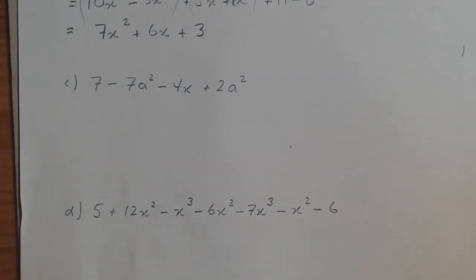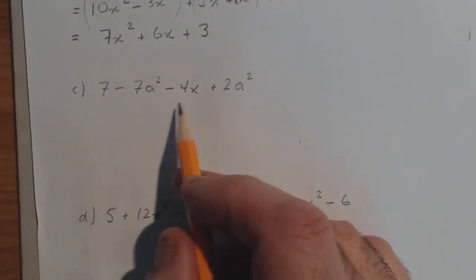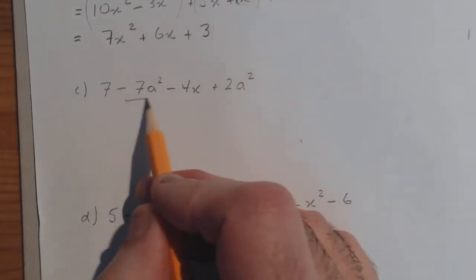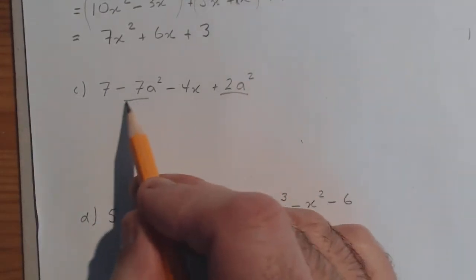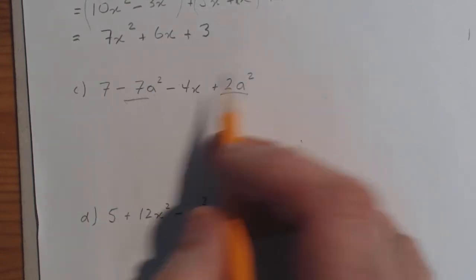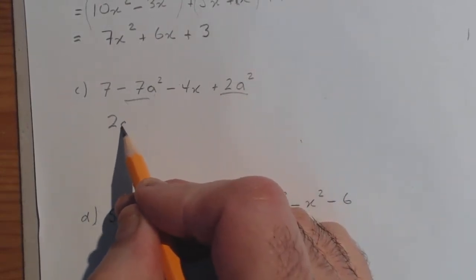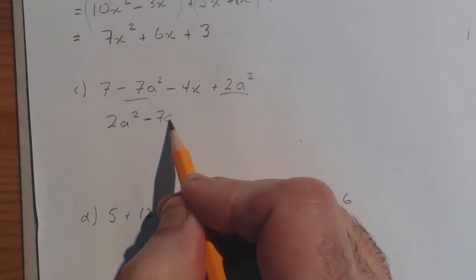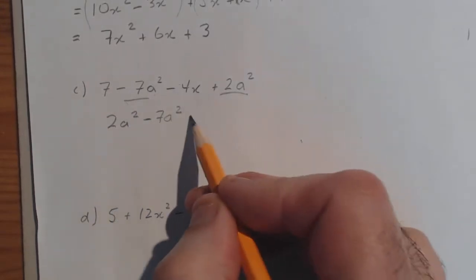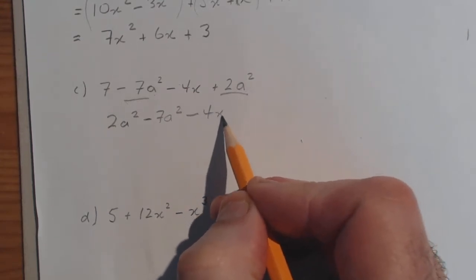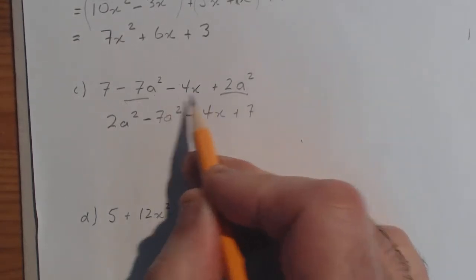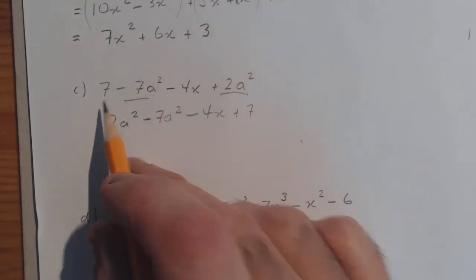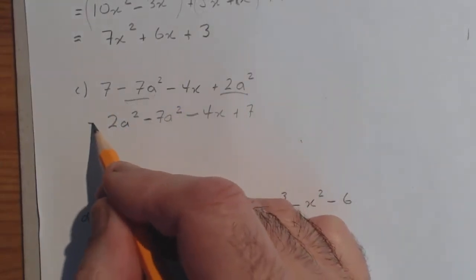Okay, number C, we have 7 minus 7a squared minus 4x plus 2a squared. So again, we're going to isolate the like terms. We have a minus 7a squared plus 2a squared. So let's write them together. We have a minus 4x and we have a plus 7. Now there's no other terms that are like minus 4x and 7. So we just write them as it is there.